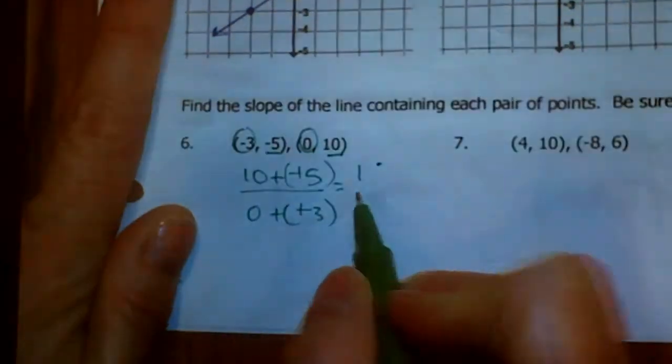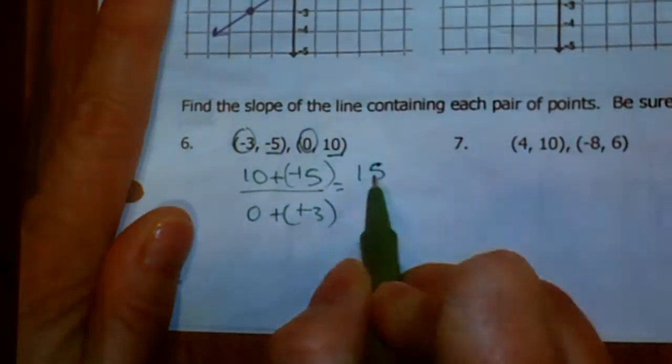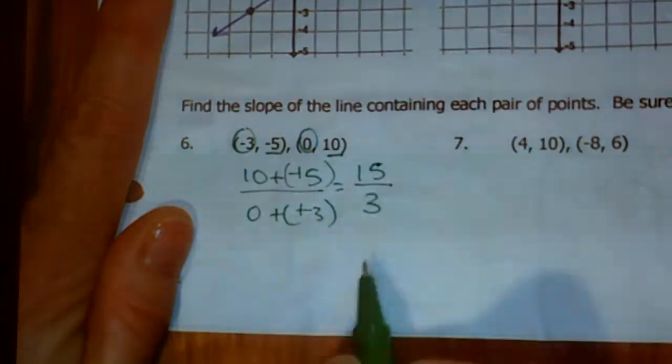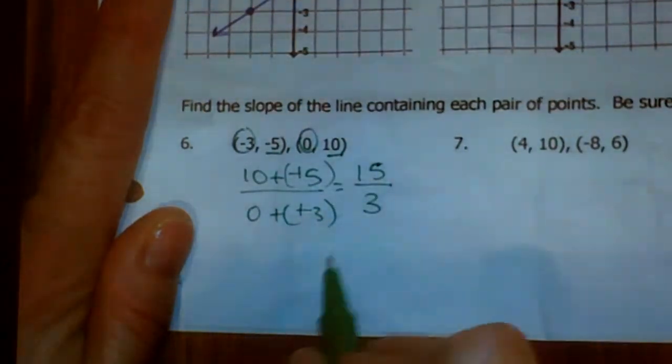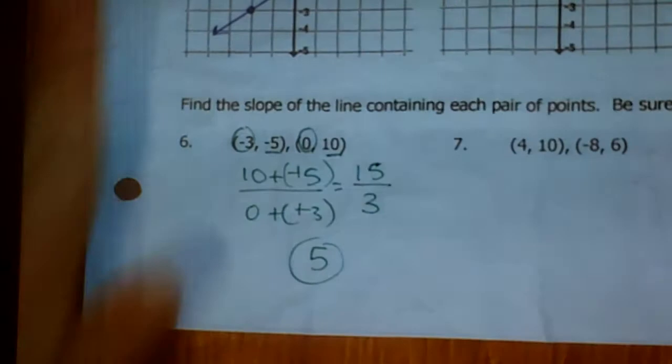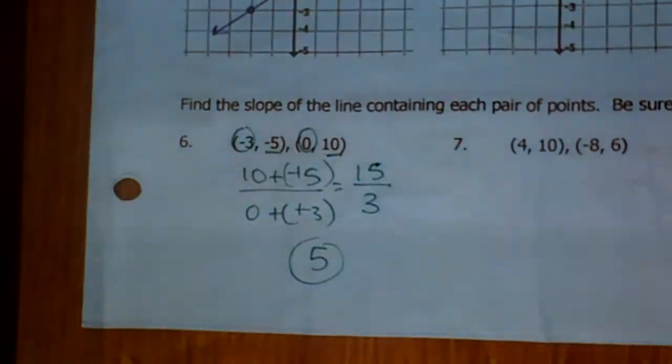And when you take 10 plus 5, that's 15, and 0 plus 3 is 3, and 15/3 will simplify to a lovely whole number, 5. So for number 6, you should have a slope of 5.